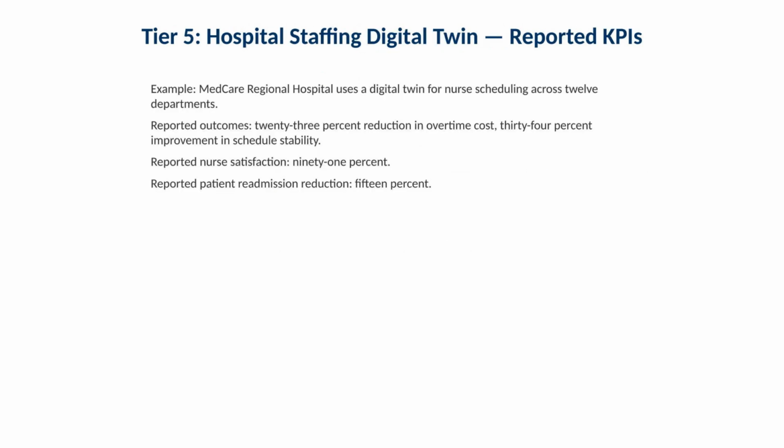This example describes Medcare Regional Hospital implementing a digital twin for nurse scheduling across 12 departments. The reported outcomes include a 23% reduction in overtime costs and a 34% improvement in schedule stability, meaning fewer last-minute changes. It also reports a 91% nurse satisfaction rate with schedule fairness and a 15% reduction in patient readmission rates correlated with improved staffing. Operationally, these metrics show why digital twins matter. They link scheduling quality to both cost and care outcomes. Stability and fairness are not soft goals. They show up in retention, performance, and patient outcomes.